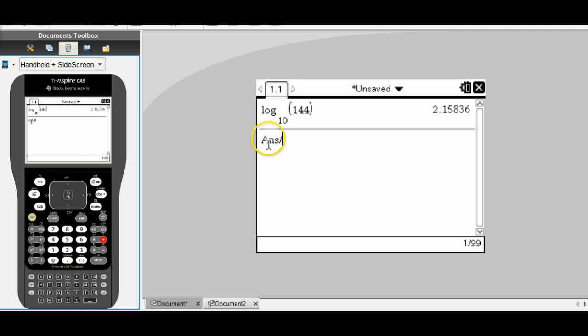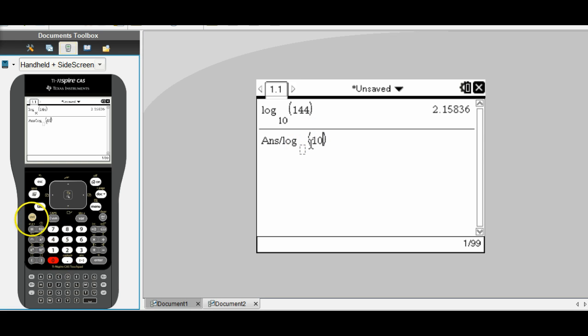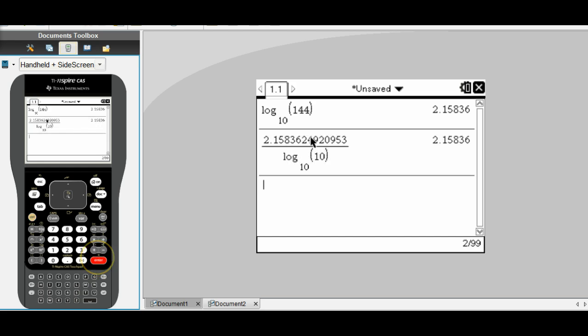And when you hit the divide key, it should say ANS, meaning previous answer. So it's going to grab this answer plus extra decimals that are saved in the memory. And then I'm going to divide that by the log of 10. Be careful here, you can also skip over the base and just write in your 10 here. And then a Control Enter again to get a decimal answer.